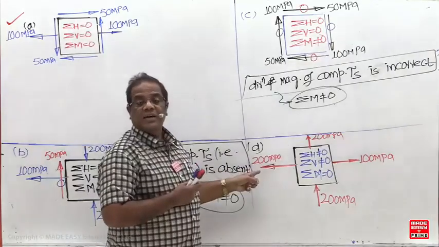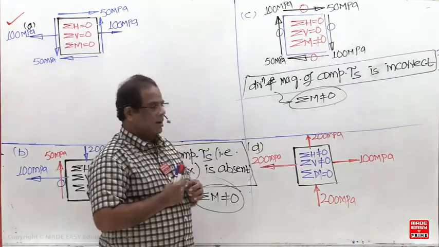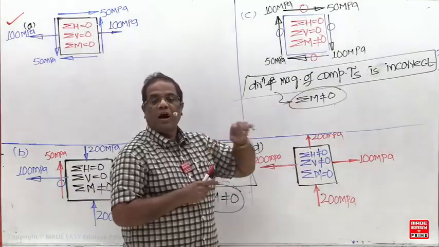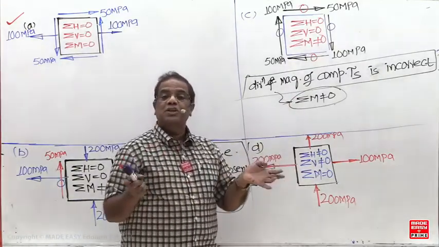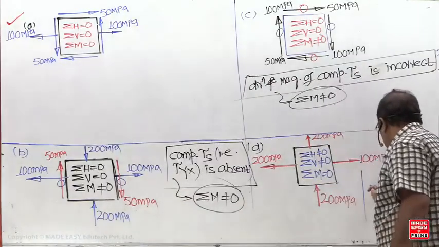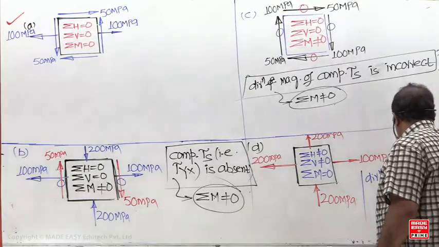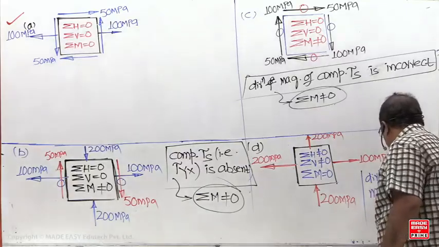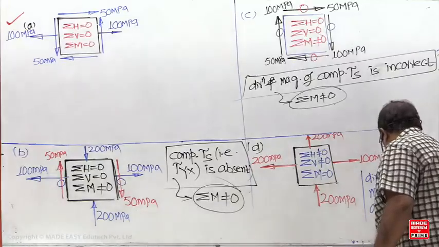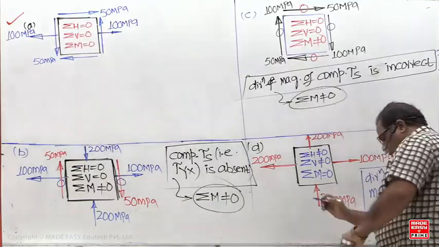Here, which is the incorrect one? The magnitude of sigma x is incorrect. And what else is incorrect? The direction of sigma y in both is in the same direction. Always for equilibrium, what is required? Same magnitude, opposite direction is required. So in this case, the direction of sigma y and the magnitude of sigma x are incorrect.